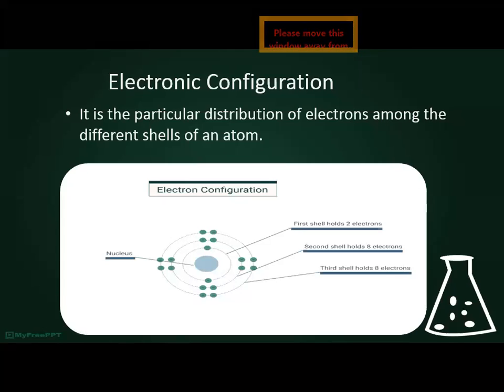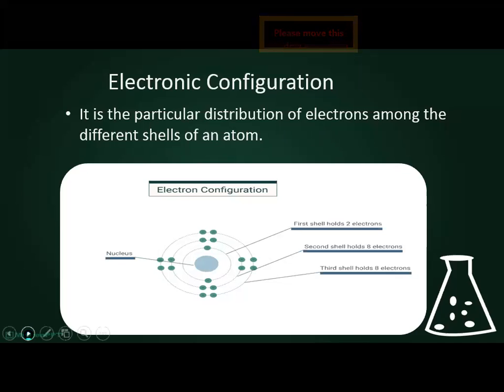Here in this class, we will only be drawing the table of the electronic configuration, but will not draw the atomic structure. I think it will be a bit easier to only make the table and distribute the electrons in different shells. So how do we define electronic configuration? It is the particular distribution of electrons among the different shells of an atom, or the arrangement of electrons in the different shells of an atom.